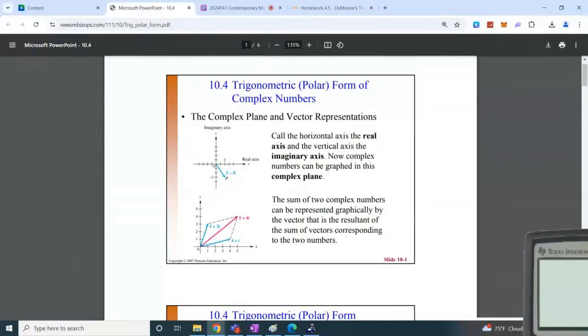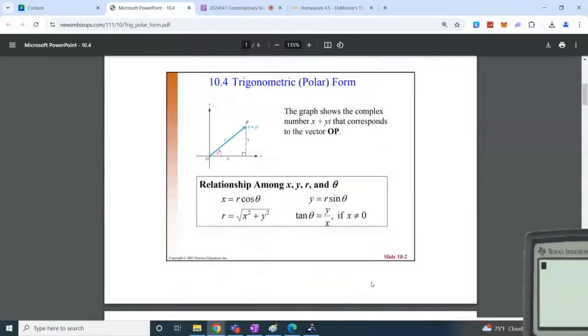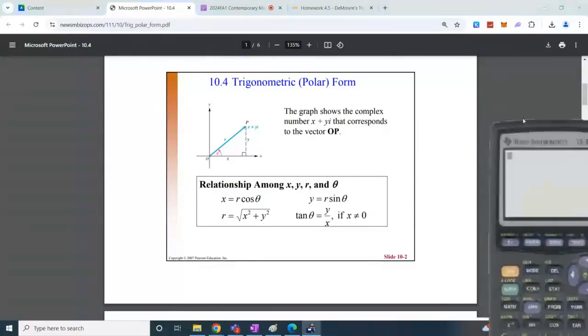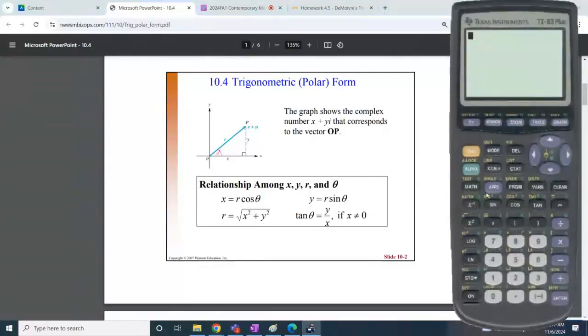In the sections building up to this, we've looked at complex numbers, we've looked at polar form, and how to convert from polar form to rectangular form, or complex number form. Here are those formulas.